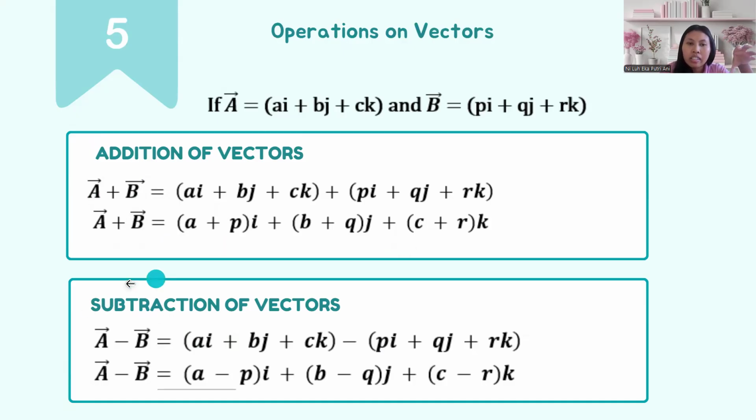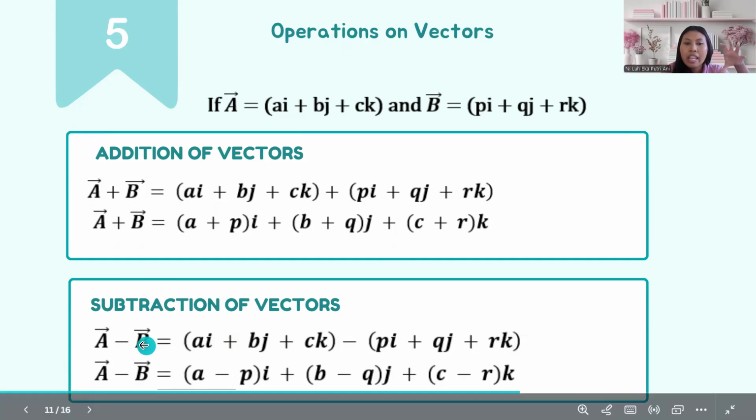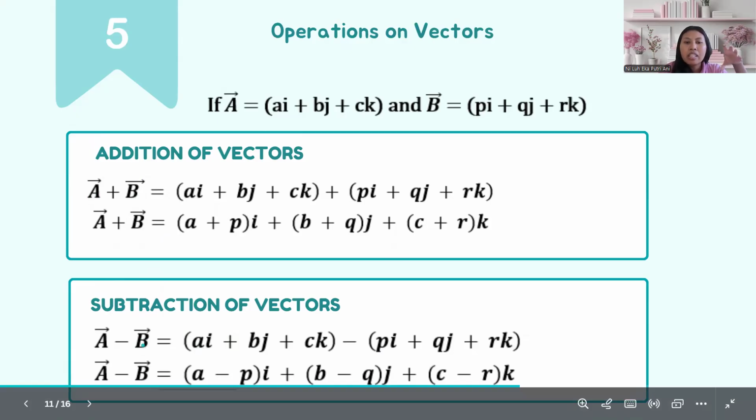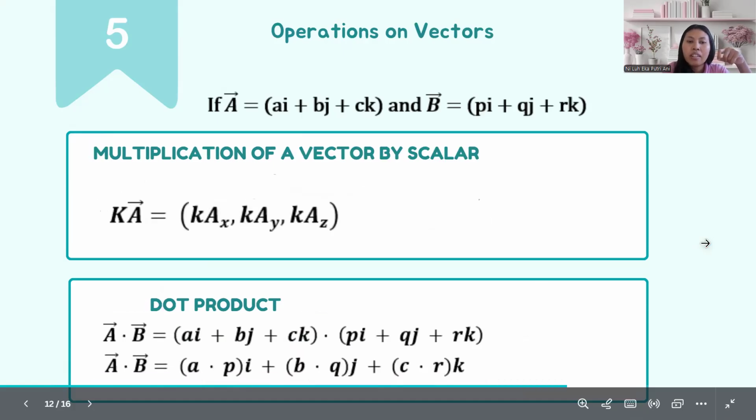Okay, the second type is subtraction of vectors. The difference between two vectors is given by subtracting their corresponding components. So vector A minus vector B is equal to (a minus p) i plus (b minus q) j plus (c minus r) k.